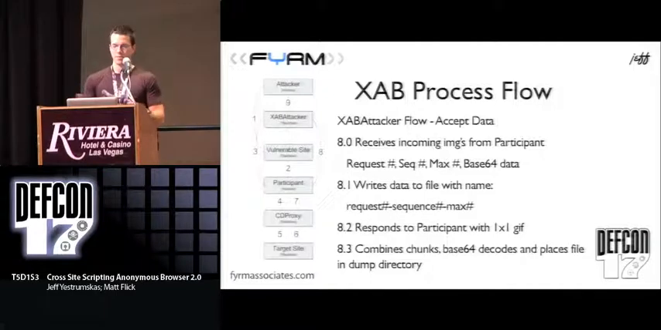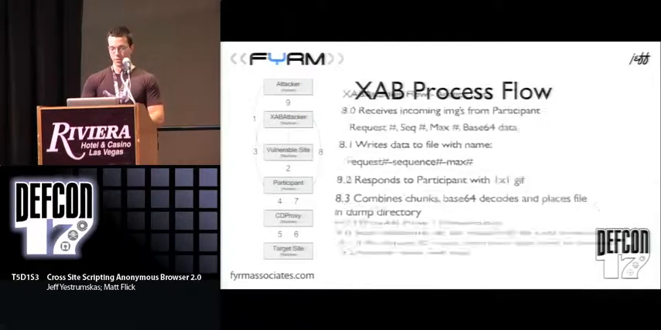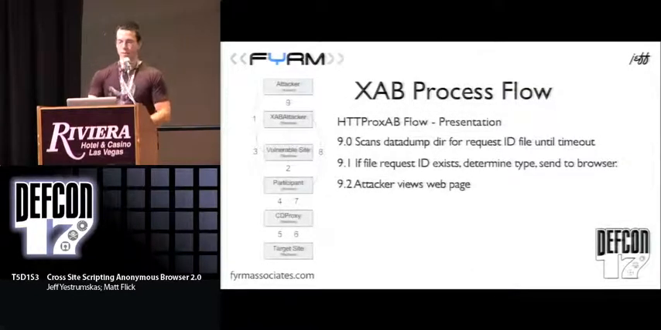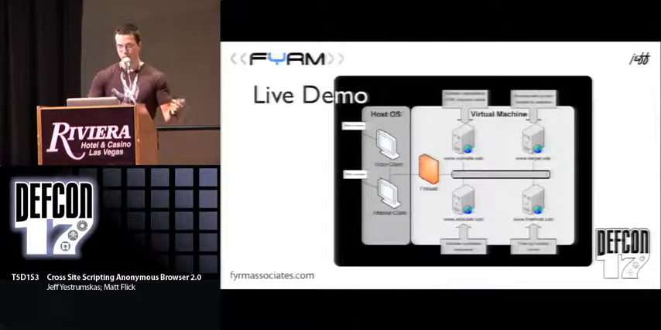So once XAB attacker receives all this data, it's going to write it to a file, and for each of these image requests, it's going to send them back a one-by-one GIF image. It's transparent, so there's nothing funny in their browser. And once it receives all of those segments, it's going to combine all that, base64 decode that, and place it in the dump directory. Finally, the HTTP proxAB is going to scan that dump directory. If it sees the file request it's looking for, it's going to send it back to the attacker. The attacker is going to view the web page.